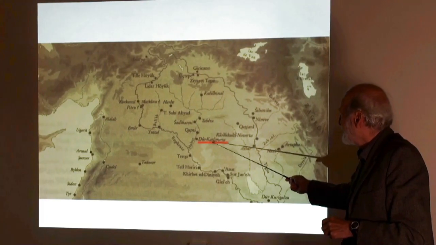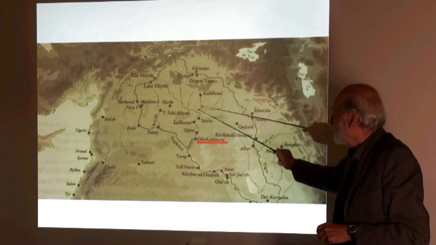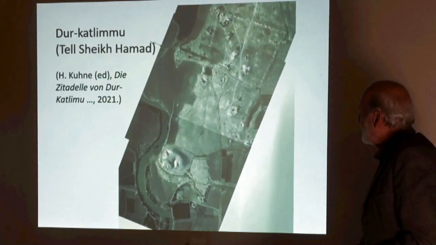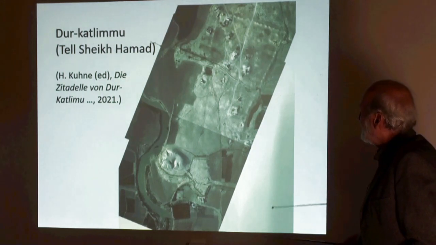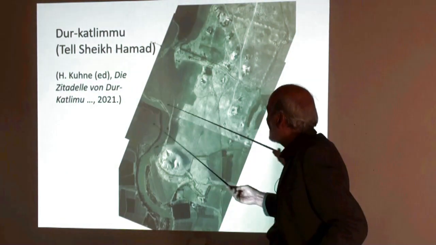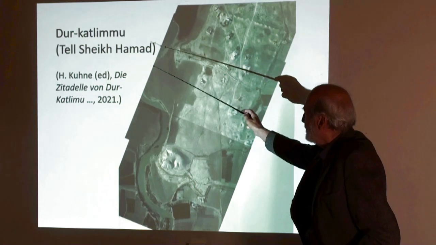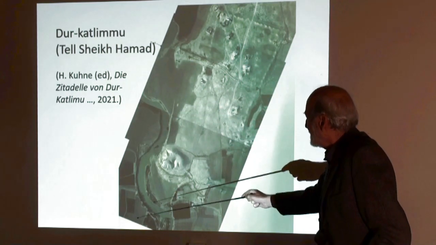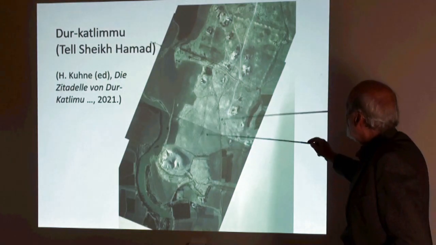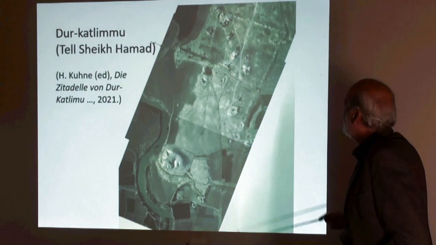So here is Dur Katlimu. The central Assyrian parts are over here, but then the Assyrians conquered over in this direction, including Dur Katlimu. Now, there's been a lot of excavation at Dur Katlimu back in the 80s and 90s, and they've finally come up with an excavation report, the citadel of Dur Katlimu, last year. This site is on the river Habur, a tributary of the Euphrates. You can see the Habur winding past the site there. This is the citadel, and in later periods especially, the city extended right up here, so it was a very large town for the time.